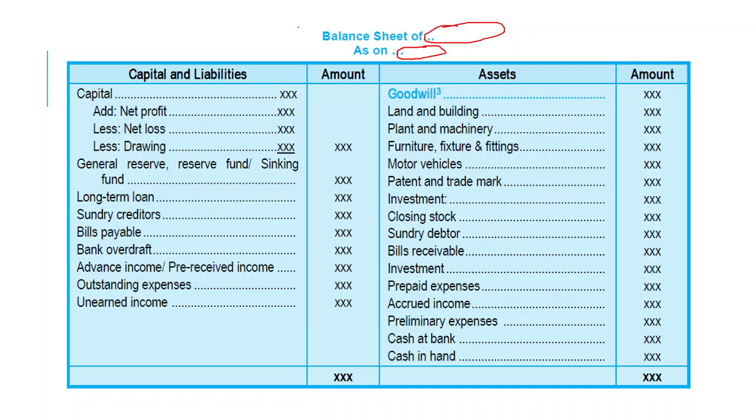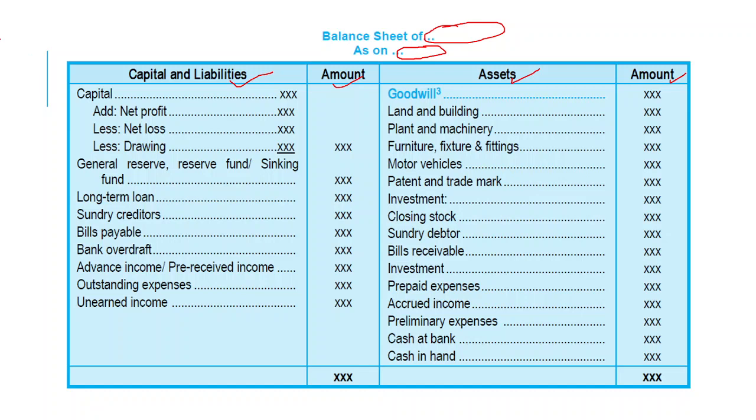And then you have simply a table containing 4 columns. The left side of the table includes capital and liabilities plus amount, and then the right side is assets and amount. This is the sheet where you categorize capital and liabilities on one side and all the assets on the other side. So it is very simple to calculate. You just need to classify all the assets, capital, and liabilities, and then place them.